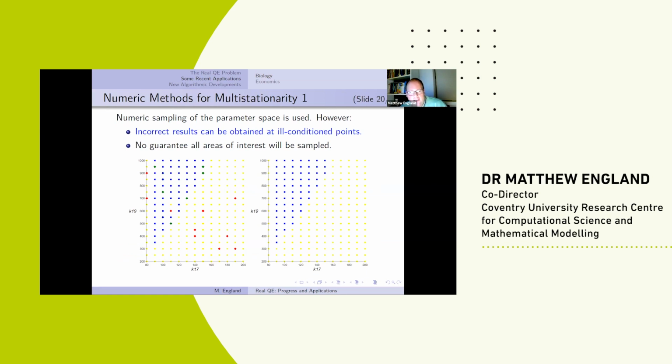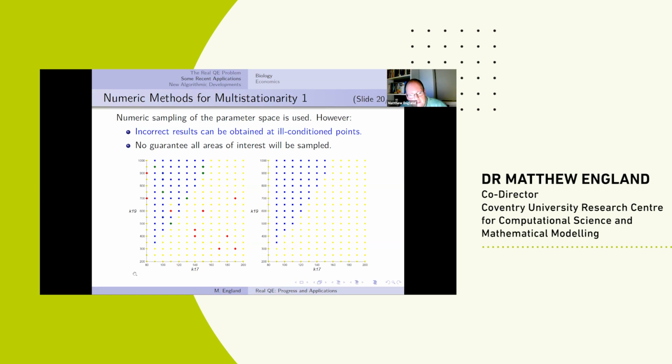And this is, I guess, what this picture is seeking to illustrate here, studying one particular system, and the correct answer at the sample points is blue or yellow. Blue is where multi-stationarity can occur. Yellow is where it can't. And that's the correct answer based on a fully mathematical symbolic analysis.